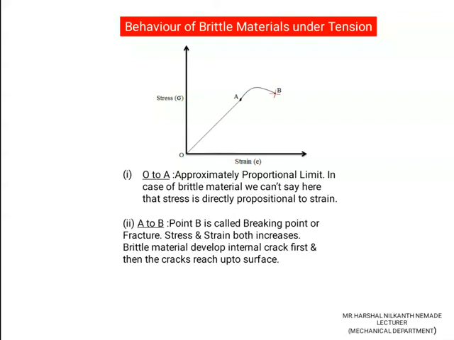Second, A to B. Point B is called breaking point or fracture. Stress and strain both increase. Brittle material develops an internal crack first and then the crack reaches up to the surface. When it reaches the surface, the material breaks at the B point. So B point is known as breaking point. Examples of brittle materials are wood, glass, cast iron, ceramic and concrete.